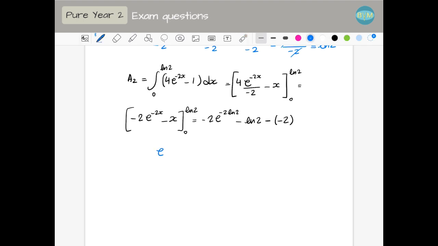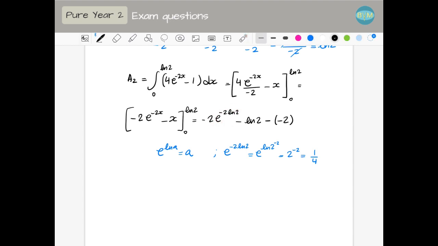Remember, when you have e to the power of ln a, it's just a. So we want to write this expression as e to the power of ln. So this minus 2 can go as an exponent, and then we will have it. So e to the power minus 2 ln 2 is e to the power of ln 2 to the power minus 2, which means this is going to be 2 to the power minus 2, and this is going to be 1/4. So all this thing is 1/4.